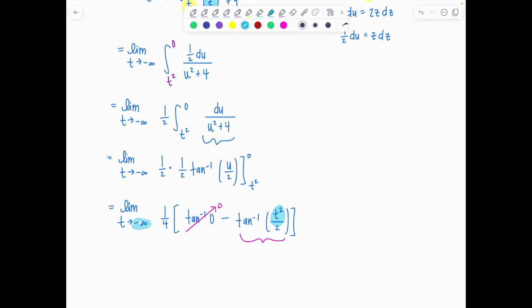So notice I have t squared over 2. Even though t is going to negative infinity, if I square it, now it's going to positive infinity inside this argument right here. This is all going to positive infinity. Dividing by 2 does nothing. It's still going to positive infinity, okay?